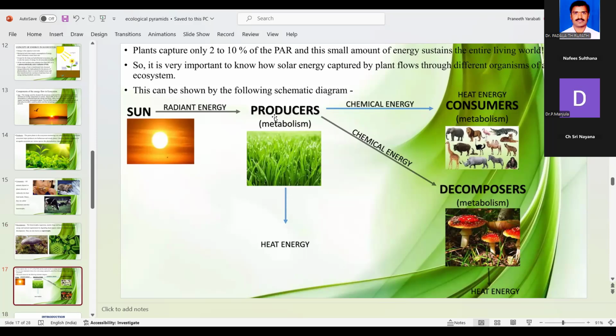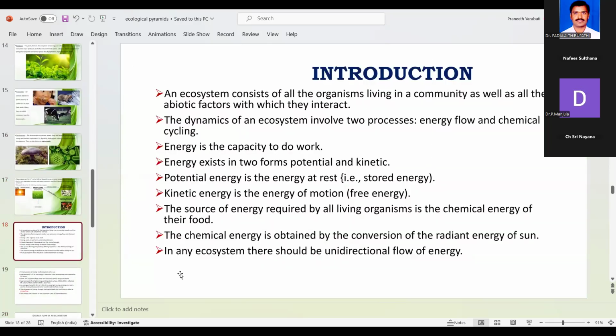While transferring the energy from the producers to consumers or decomposers, some amount of energy is released in the form of heat energy here also. So like that, the transfer of energy takes place from the solar energy to producers, from the producers to the consumers and decomposers. So here are some important points.